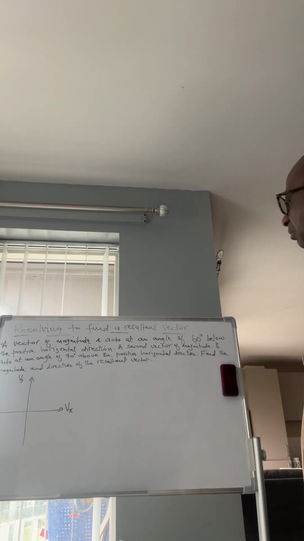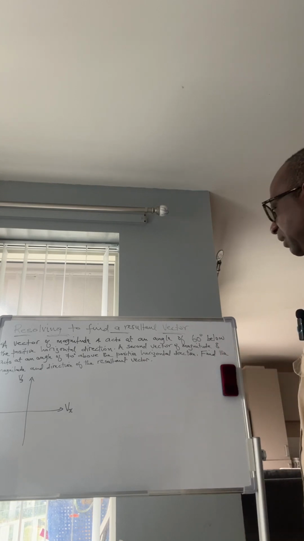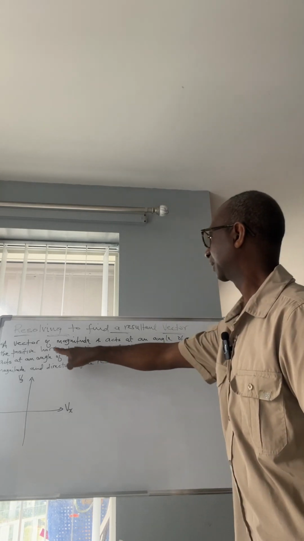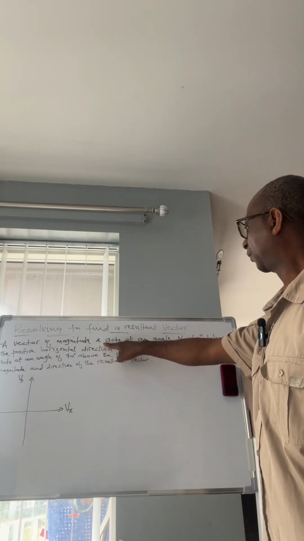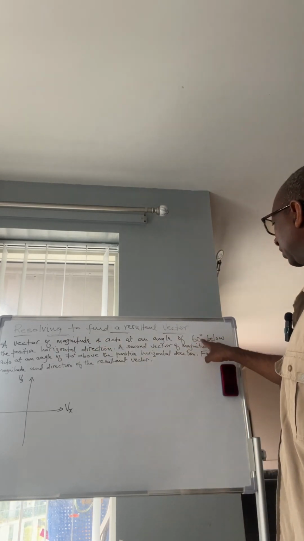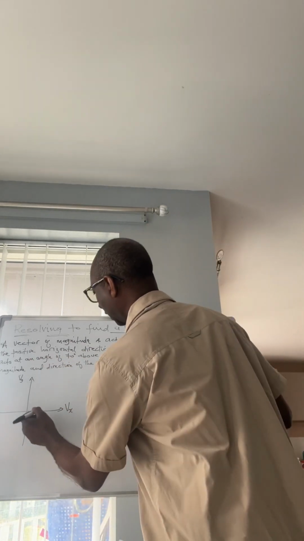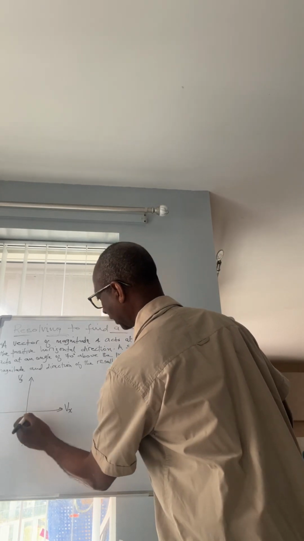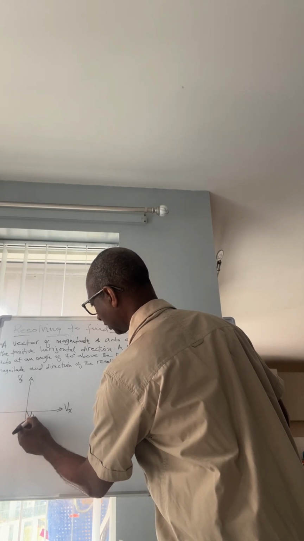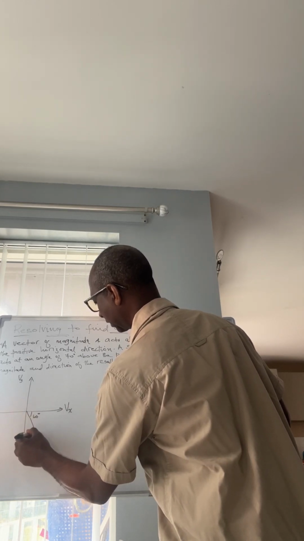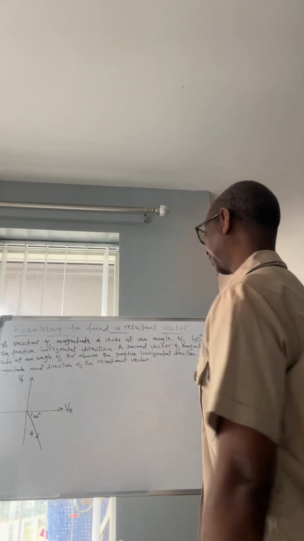So now, let's see what the problem says. It says this vector here has a magnitude 4 and acts at an angle of 60 degrees below the positive horizontal direction. So the vector here acts below the positive horizontal direction, at an angle of 60 degrees below, and it has magnitude 4. So it's going that side.